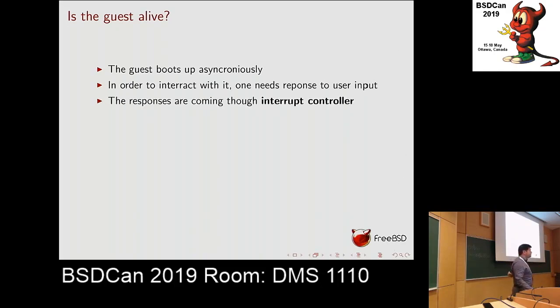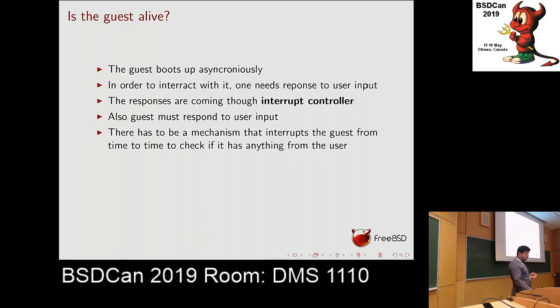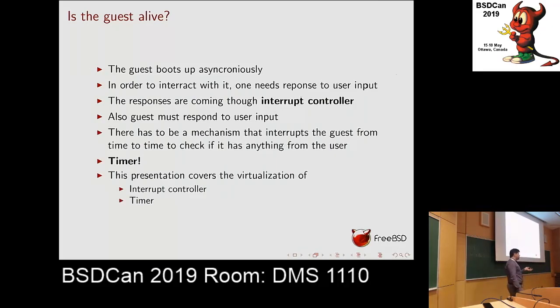And the responses usually come polling based or through an interrupt controller. Also, the guest must respond to user input, and for this, we have to have a mechanism for the guest to be interrupted in order to check if anything is available from the user. And here we use a timer. So we have the interrupt controller, which is notifying the guest, and we need a timer in order to check periodically if we have something from other devices or from the user. Further, this presentation will cover some aspects about the interrupt controller on ARM and about the timer virtualization.